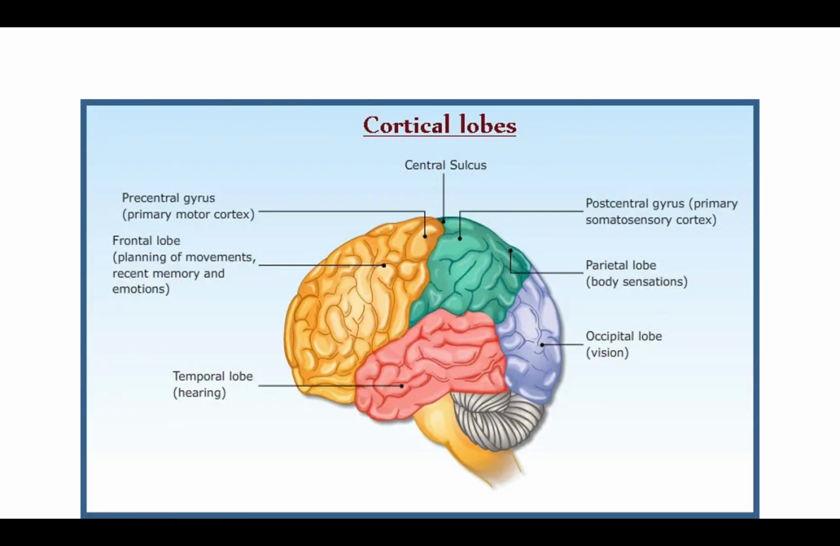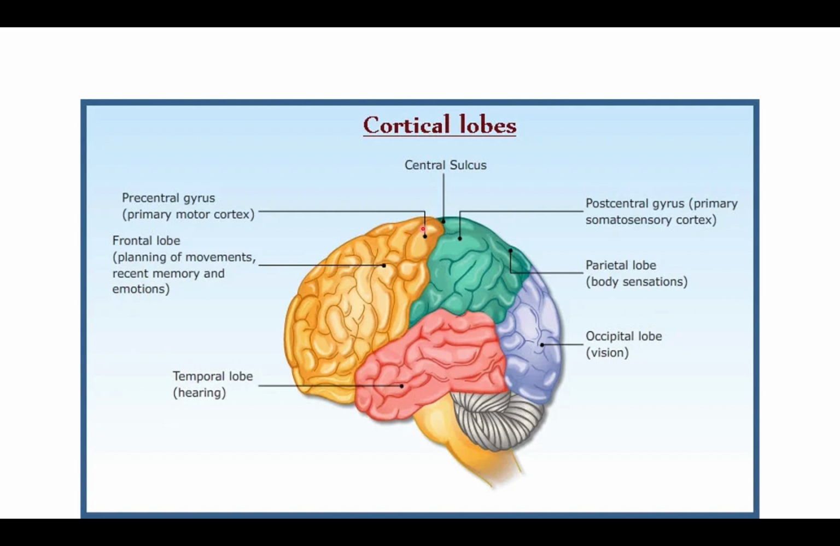This is a generalized structure of the brain. We have the one in gold being the frontal lobe. The one in green is the parietal lobe. The purple one is the occipital lobe, and then the red one is the temporal lobe. The frontal lobe is necessary for planning of movements, recent memory, emotions, and even personality.